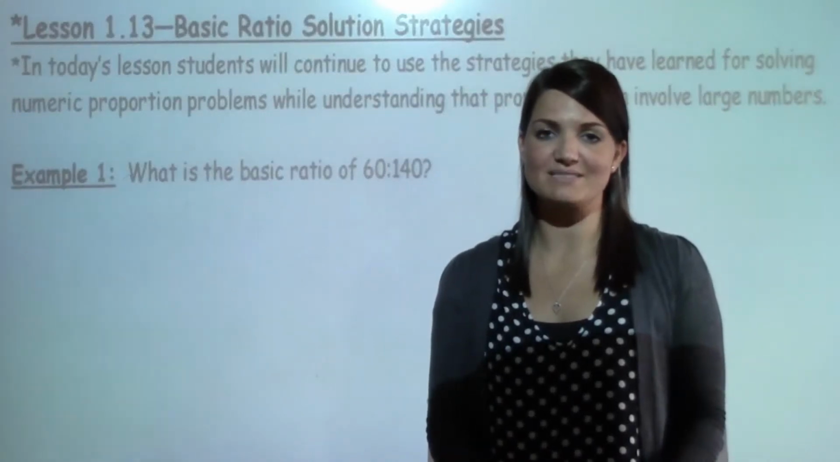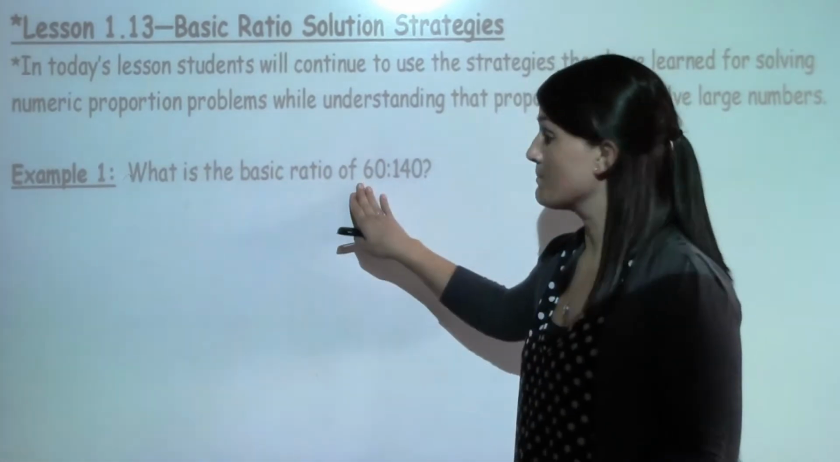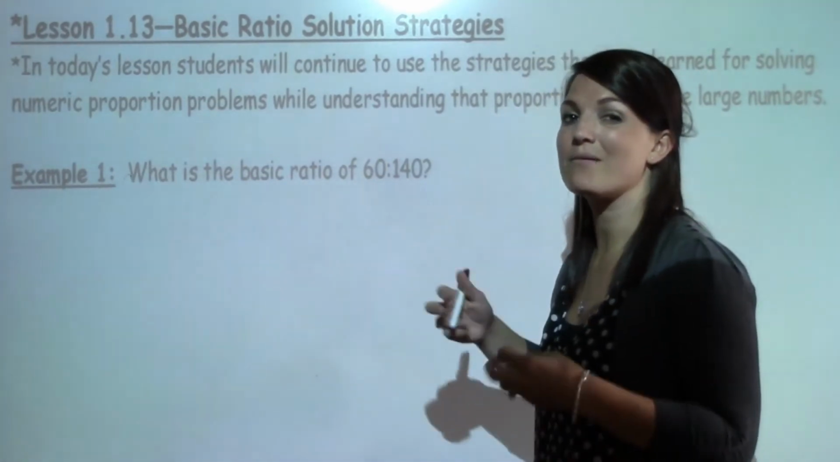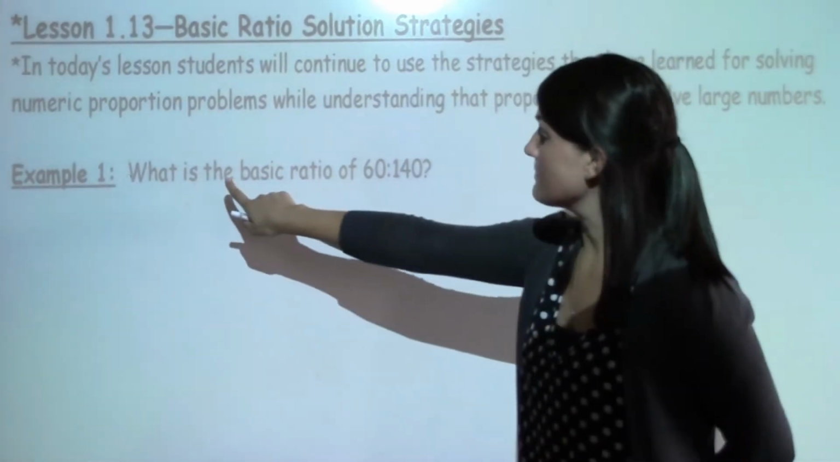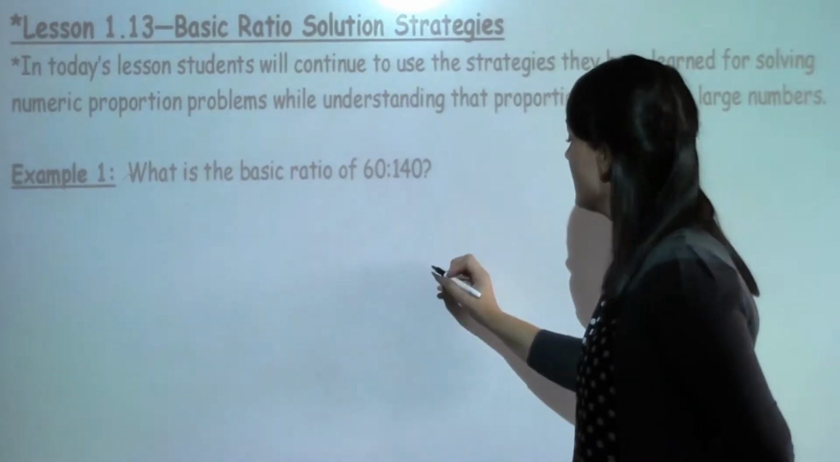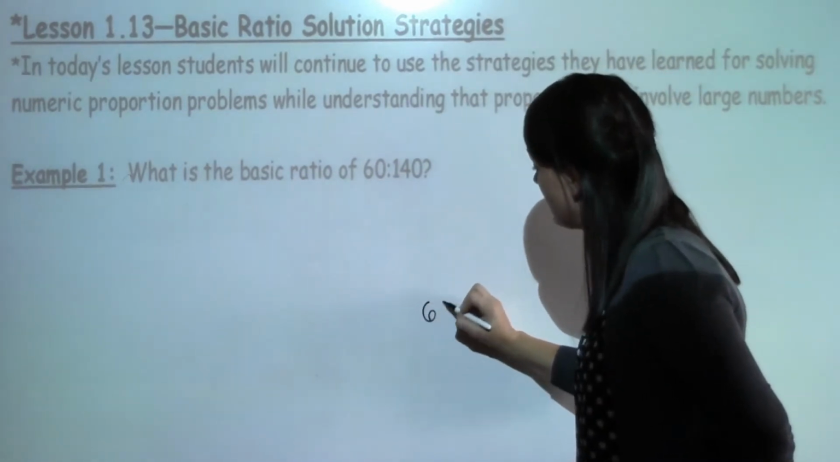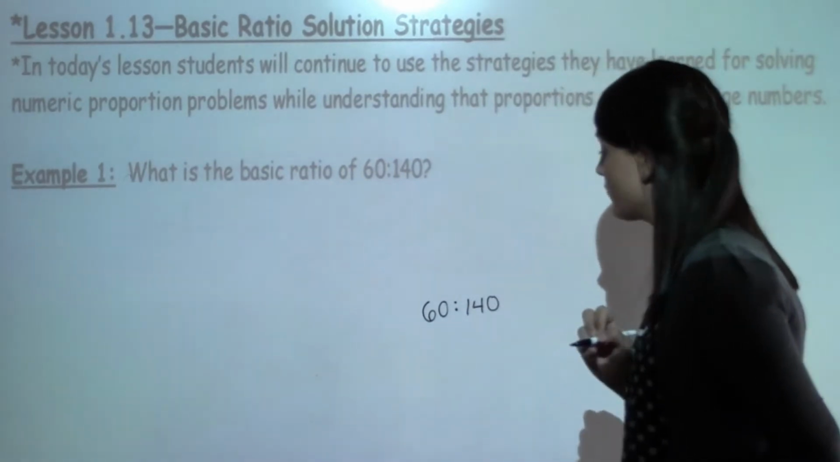Lesson 1.13's Math Moment. Today students looked at ratios that were made of larger numbers and had to find the basic ratio using division. So this example says, what is the basic ratio of 60 to 140? So I'm going to start by rewriting my basic ratio, 60 and 140.